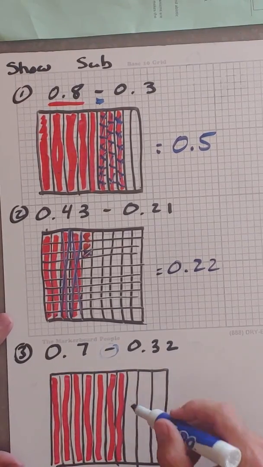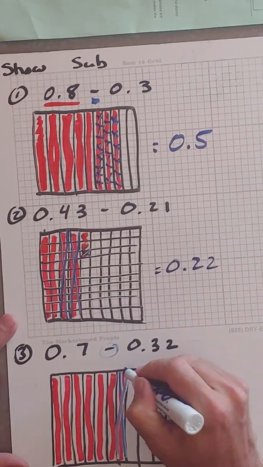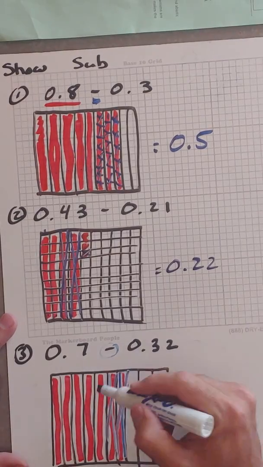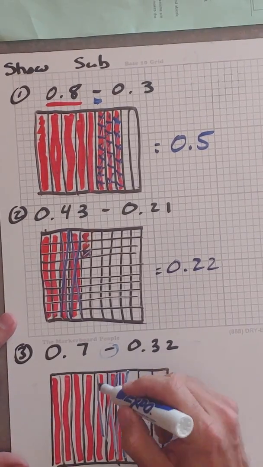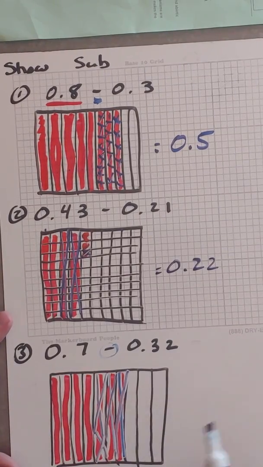3 tenths and 2 hundredths. So I can start taking my 3 tenths right here. I got 1 tenth right there that I can take away. A 2nd tenth right there I took away. And my 3rd tenth. I hope this is showing up okay on the video. So I took away these 3 tenths, but then I also have to take away 2 hundredths.